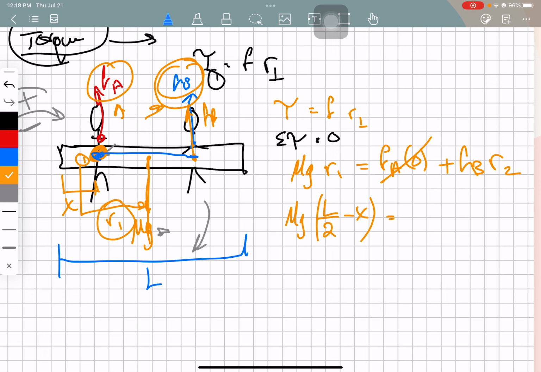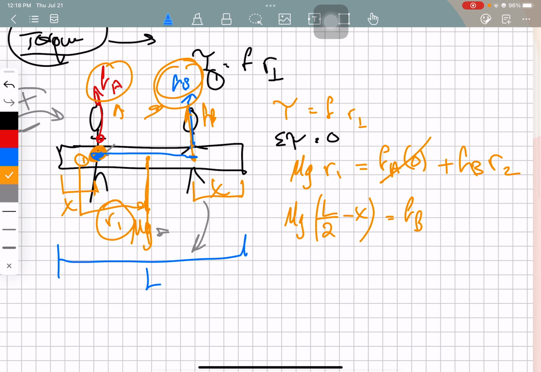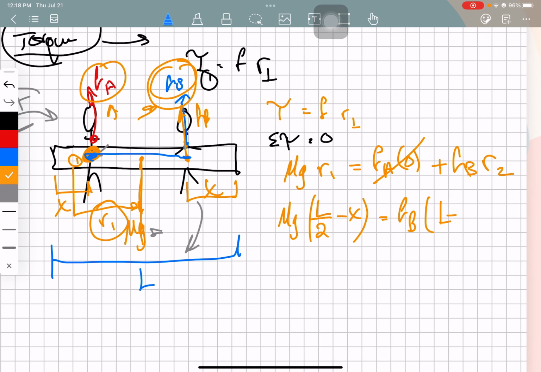That's going to equal my FB times, so if we have this whole length, and let's say this is x2, so from here we have half, and then x, because we have the whole length, and then we would cut out 2 x's, so it's going to be L minus 2x. So we're going to move this to the other side. So we got mg times L over 2 minus x, all over L minus 2x. That is going to equal my FB.